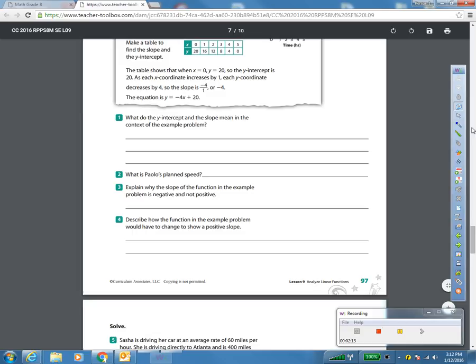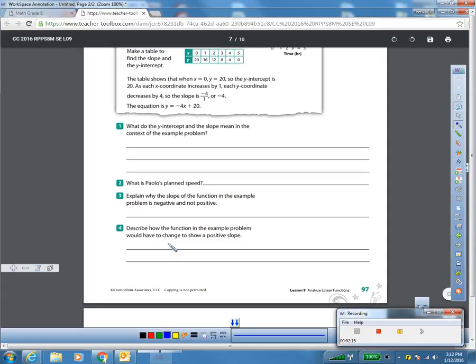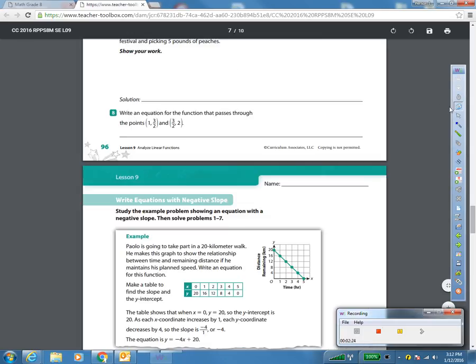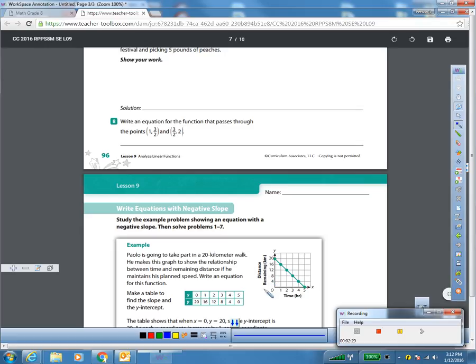In this next part, it's asking what you would have to do in order to turn this into a positive slope. Looking back at your graph, right now you see a negative slope, and it's because it's talking about remaining kilometers. If we were to rename this with, let's say, distance traveled, then it would go like this. But since we're taking off 4 kilometers each time, that's why the slope goes down or is negative.